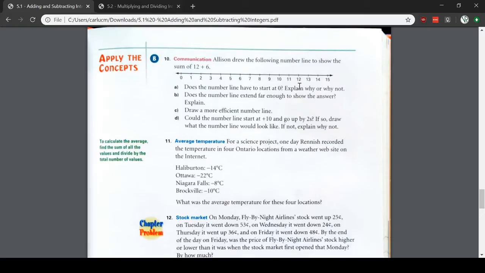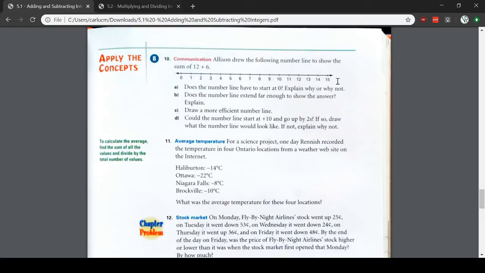B says, does the number line extend far enough to show the answer? Well, from 12, we go over 6 spaces, 1, 2, 3... No, it's not enough because we're going to end up at 18, 12 plus 6 being 18. So her number line doesn't extend far enough because she hasn't drawn it long enough, which again would be helped if she started her number line at 12 and then drew 6 over from 12.